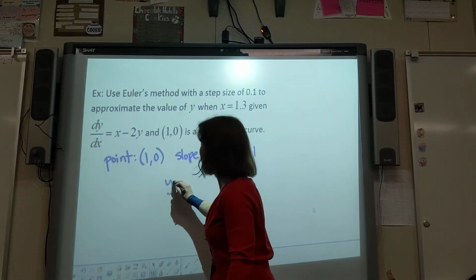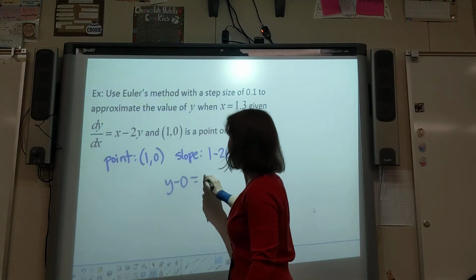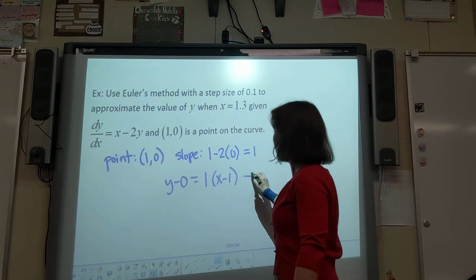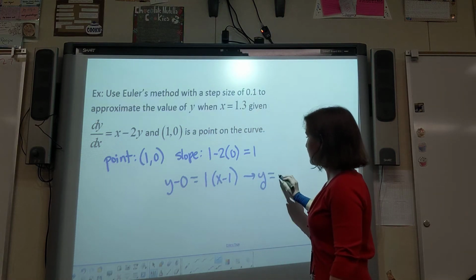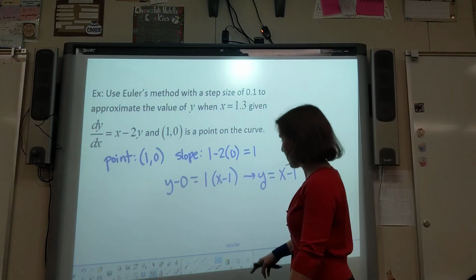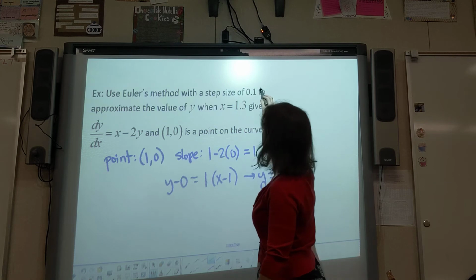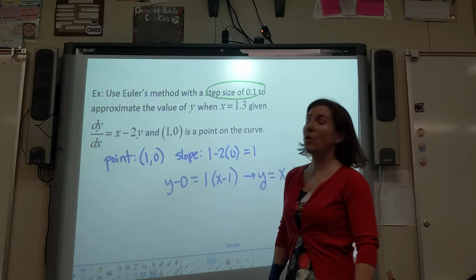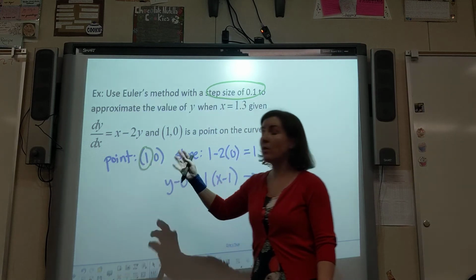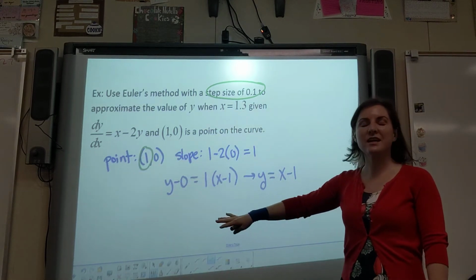So we have y minus the y value is equal to m, right there, and then x minus the x value. Or y is equal to x minus 1. Okay, well, we're doing a step size of 0.1. So this is when x was 1. So my next step is going to be x is 1.1.